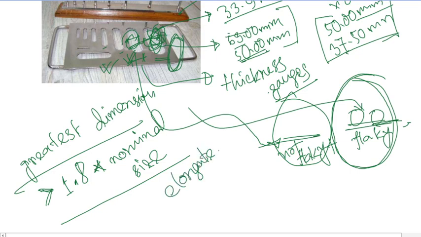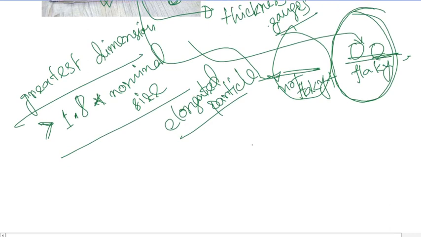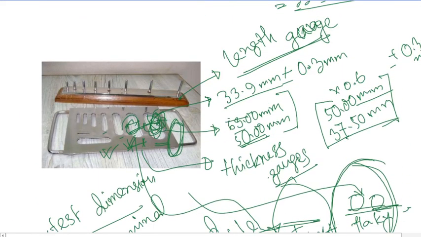So if you find that the greatest dimension of any particle is greater than the nominal size multiplied by 1.8, then you will denote it as an elongated particle. And how to judge this one? In a similar manner, you will be getting the 63 millimeter sieve, passing through 63 and retaining on 50 millimeter sieve. For this one, there is a specific opening in the length gauge, this one.